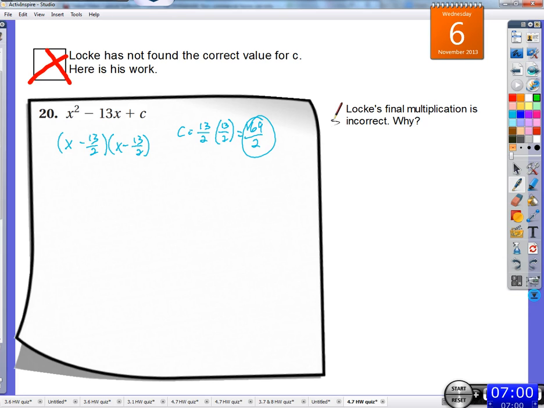Locke has not found the correct value of C. Here's his work. How does that work? So Locke's final multiplication is incorrect. He should do this, is what he got. It's hard to see. 169/2.